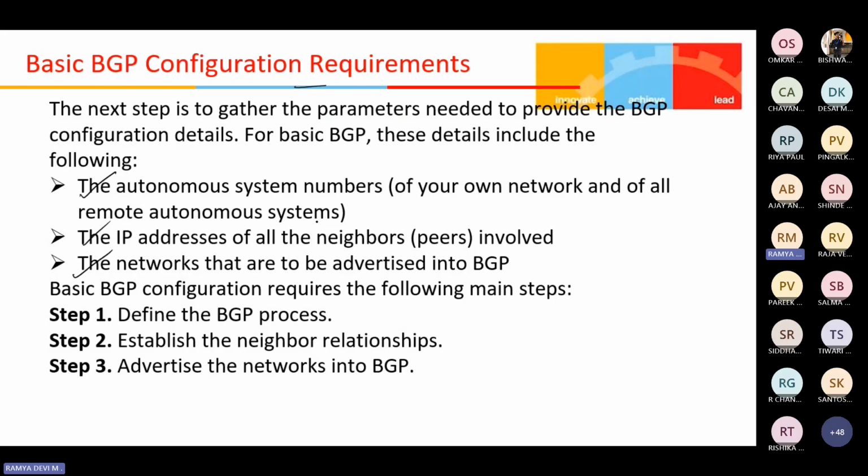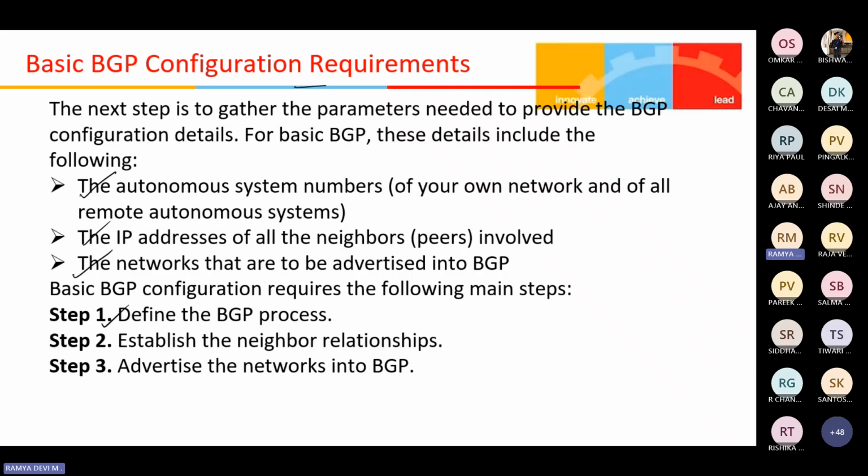Okay, so the networks from your routing table that should be announced to BGP neighbors. For that you need to maintain the basic BGP configurations. Three steps are there. First step, you have to define the BGP process. You should enable BGP on your router by specifying the corresponding autonomous system number.